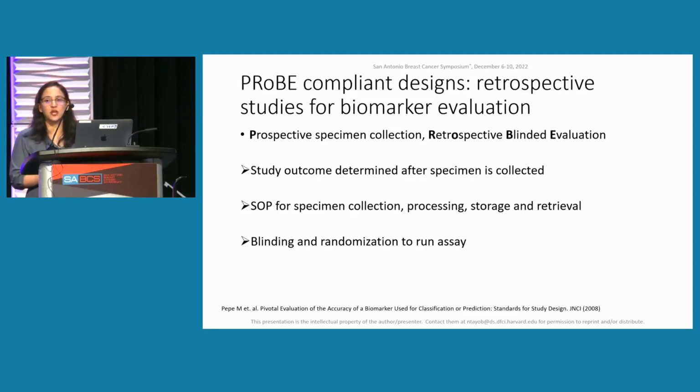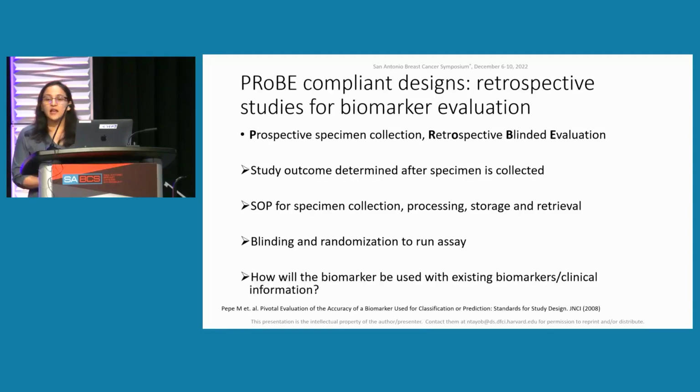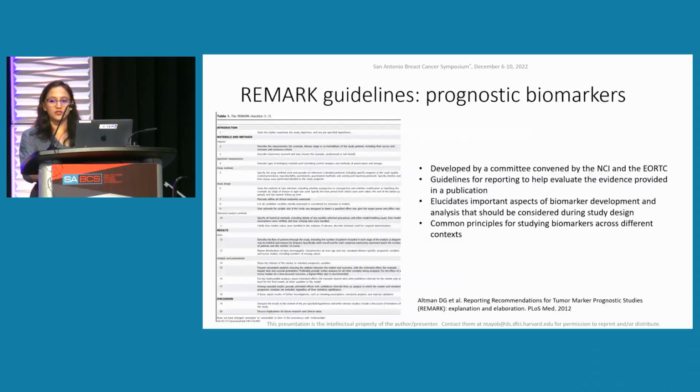outcome. So, for example, you don't run all the patients with a recurrence on one slide and all patients without a recurrence on another set, and then you've completely confounded your outcome with your potential assay bias. And again, in this context, we really want to be clear, how is this biomarker going to be used with existing biomarkers and clinical information? You really want to keep that in mind all the time.